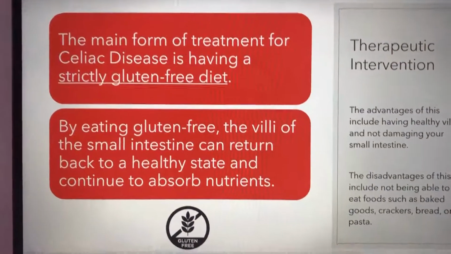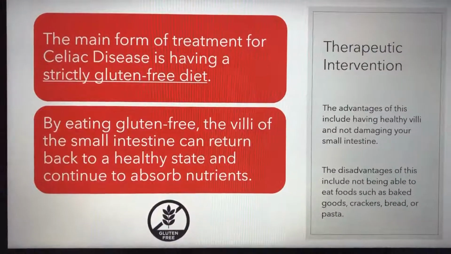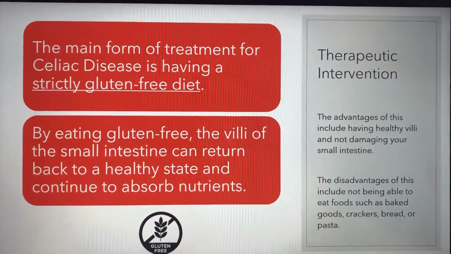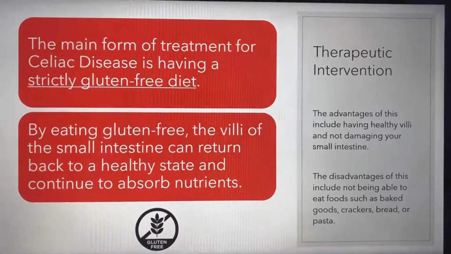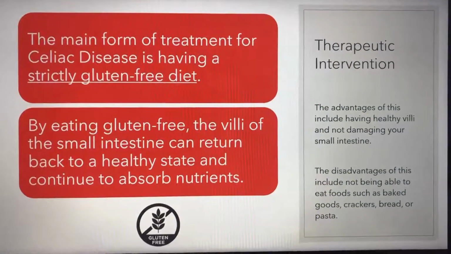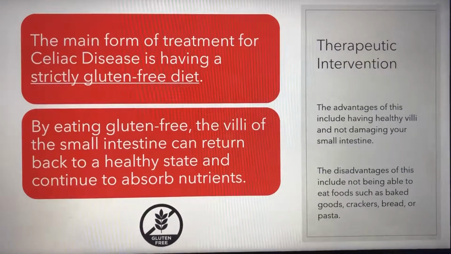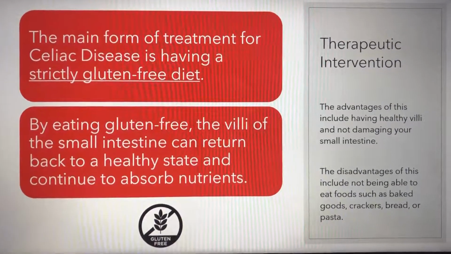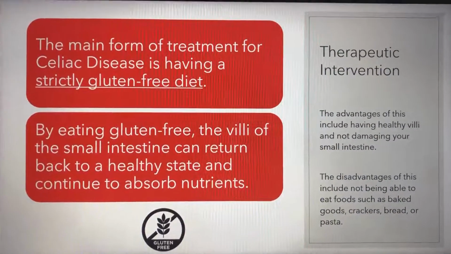Therapeutic intervention. The main form of treatment for celiac disease is having a strictly gluten-free diet. By eating gluten-free, the villi of the small intestine can now return back to a healthy state and continue to absorb nutrients. The advantages of this include having healthy villi and not damaging your small intestine. The disadvantages of this include not being able to eat foods such as baked goods, crackers, bread, or pasta.